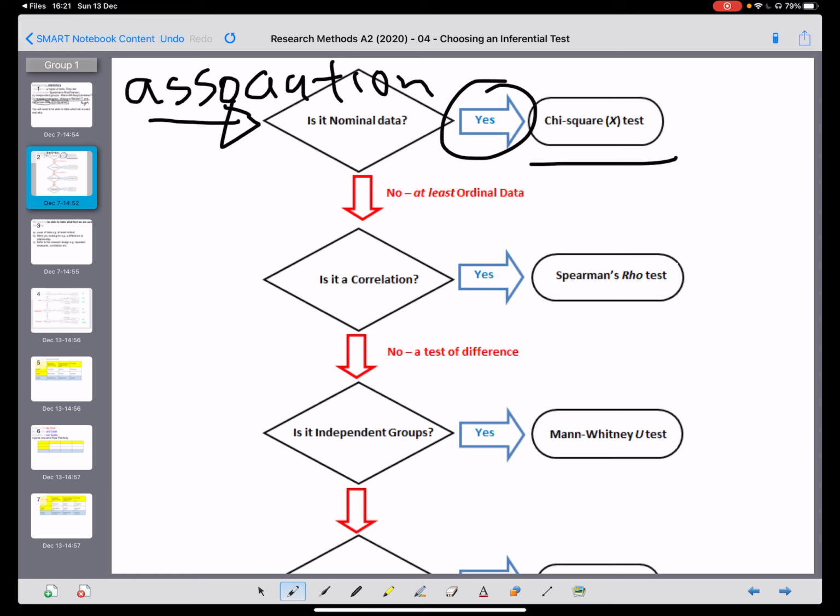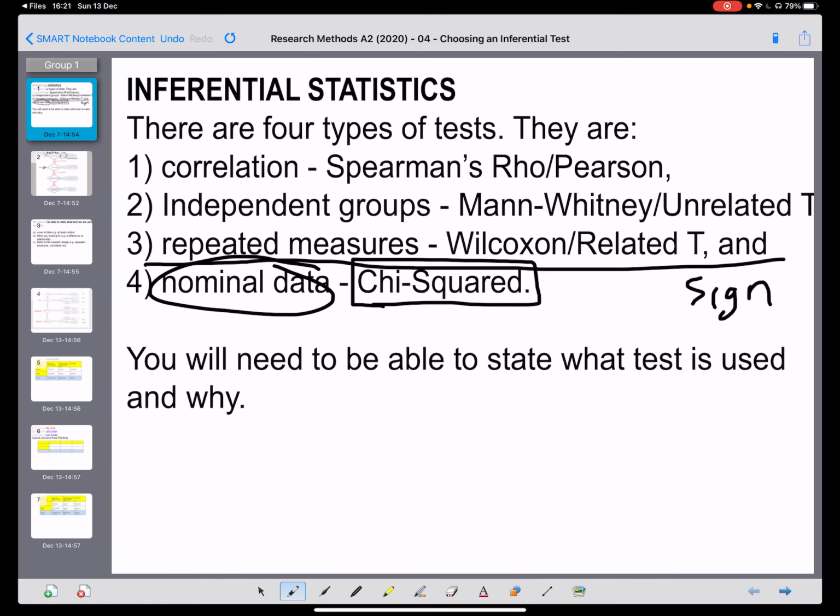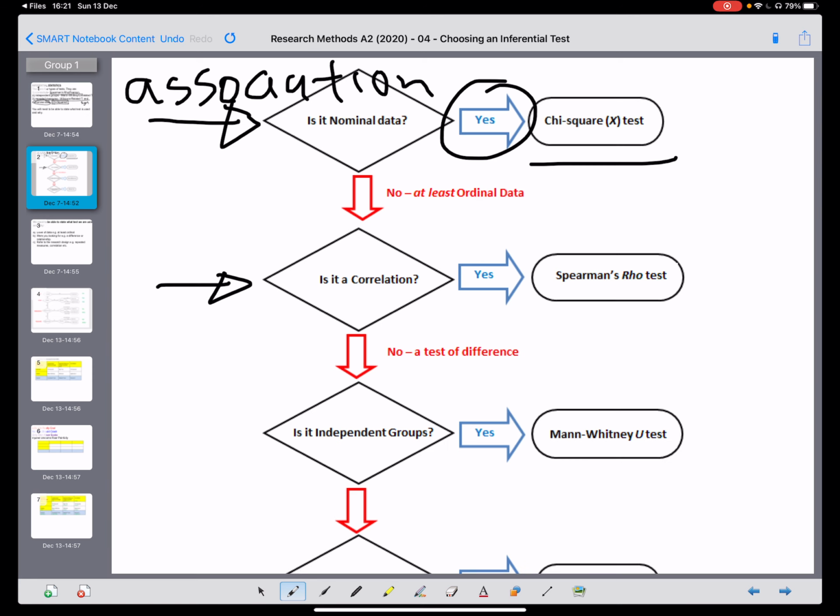I then have a look at what happens if you say no, it's not nominal data. Well, instead of looking at the types of data, I recommend that you look at whether it is a correlation. Going back to my table, if it is a correlation, I have 2 particular tests, Spearman's and Pearson's. In my diagram, I just have Spearman's, but we could add Pearson's as well. And we will see later during the course what the difference is between the two.